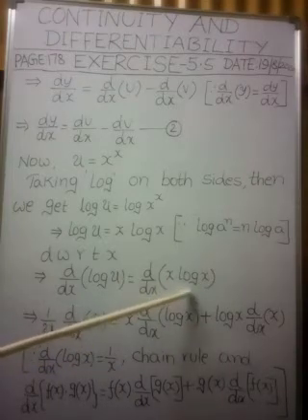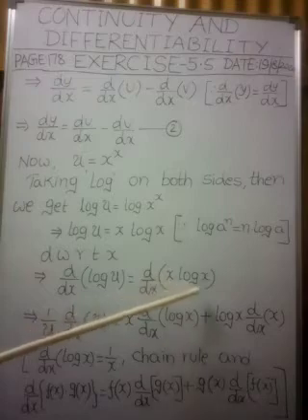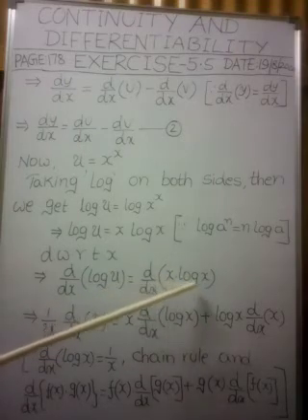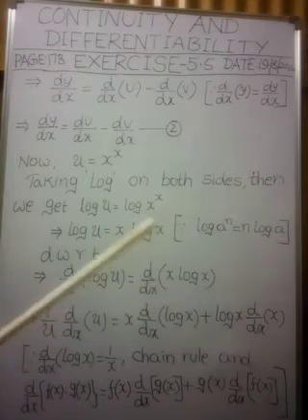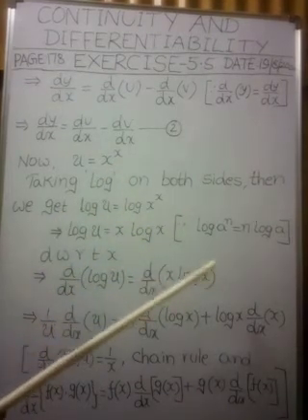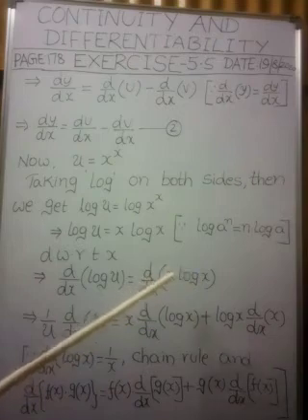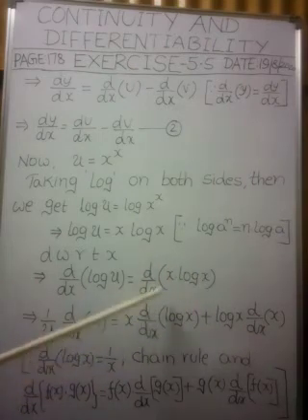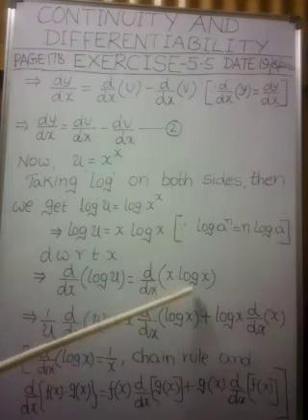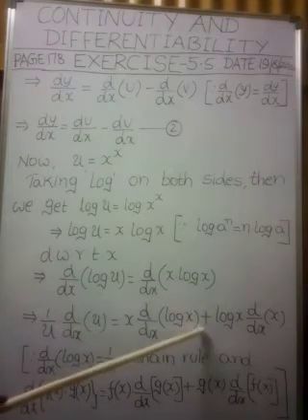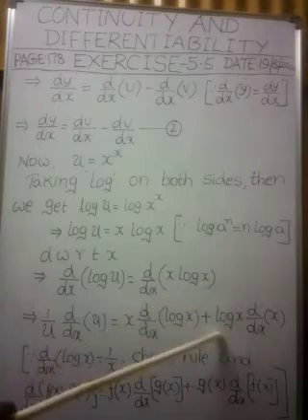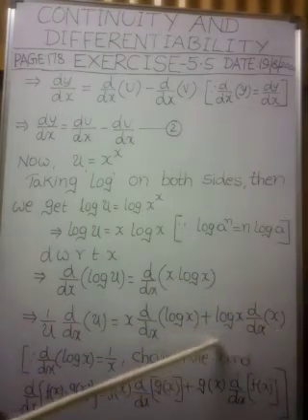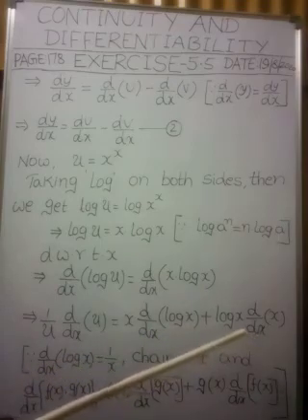If you observe this function, u into v or f of x into g of x, d by dx of f of x into g of x means the uv rule, the product rule. Here we have to use the product rule. So x, that is f of x, into d by dx of g of x, which is log x, plus g of x, which is log x, into d by dx of f of x, which is x. Understood this RHS part, my children?